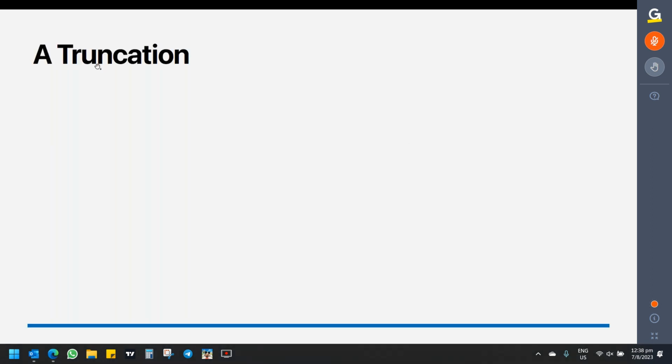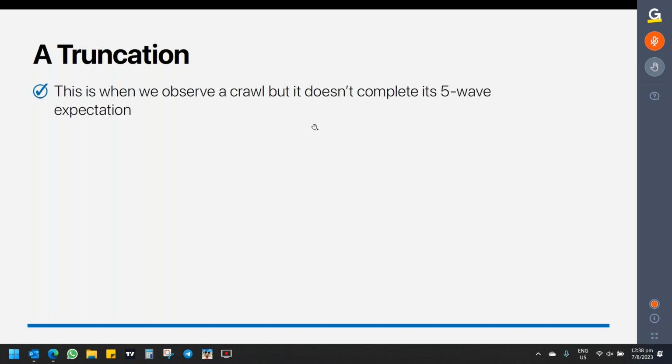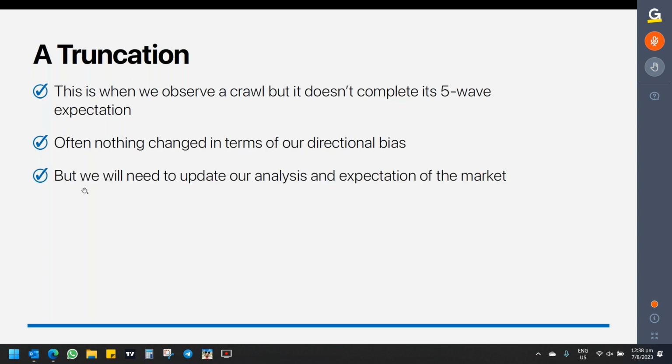Okay, now a truncation in Elliott wave basically means that we don't really get a 5 wave, or we don't get the 3 touch, right? So sometimes it happens, but you want to always apply the idea of, at the end of the day, even if they don't get a 5-wave move, you want to ask yourself this question: what's the overall pattern doing? What's the overall structure? Okay. Most of the time, nothing changed in terms of the direction, it's just that we fall short of our 3rd touch, we fall short of the 5th wave. Okay. But what we need to do is then, of course, update our analysis a little bit, right?